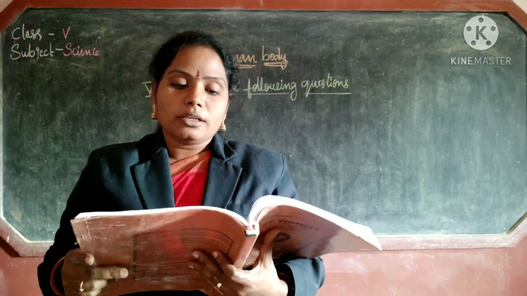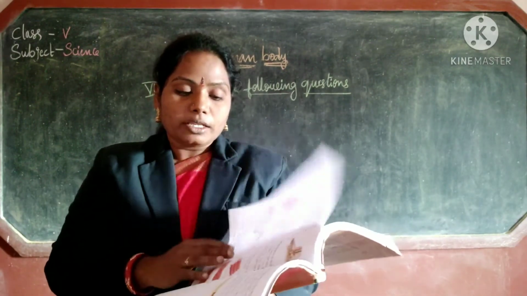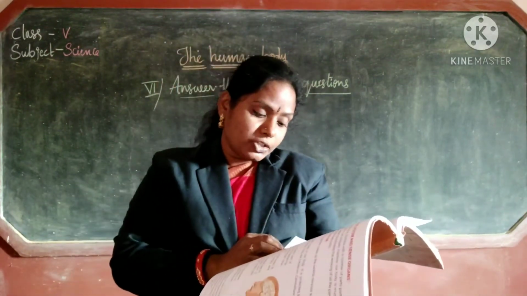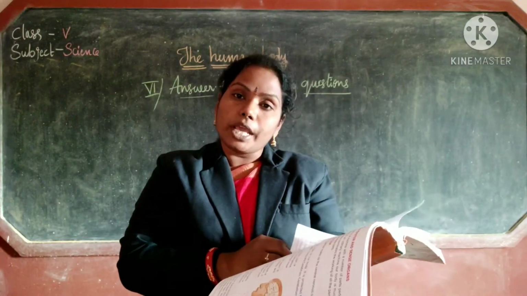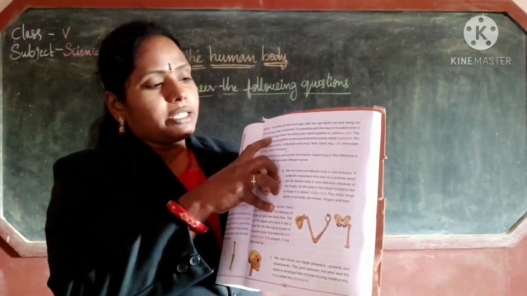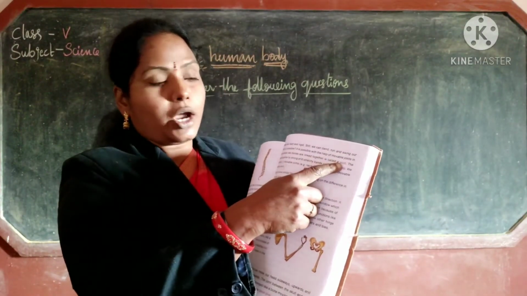Immovable joints of the skull. So what is the question here? What is a joint? What are the different types of joints in our body? Give examples. So here you have to write: the place where 2 bones are linked together is called a joint.